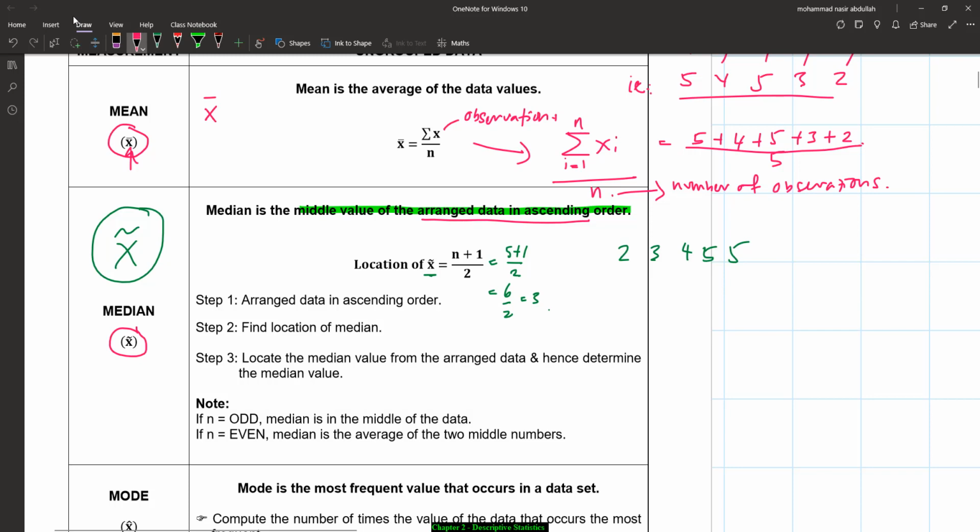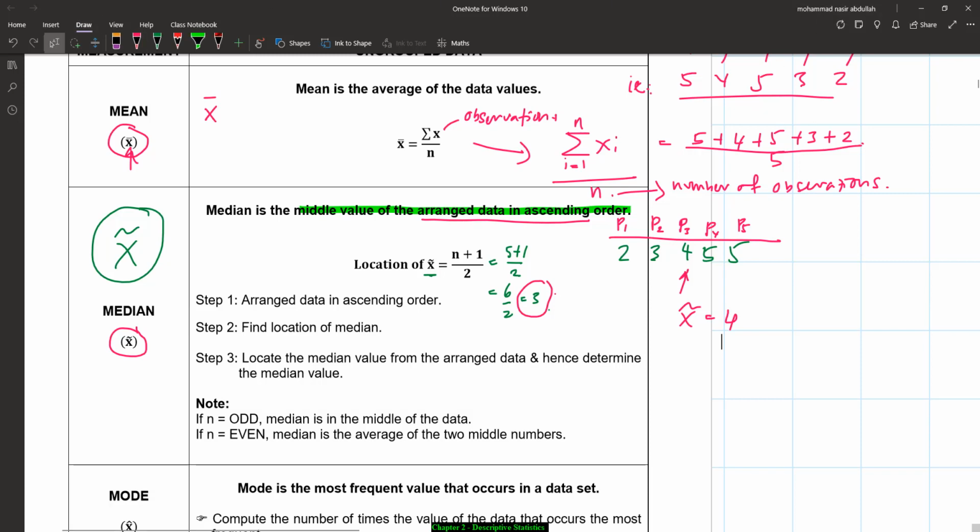So how do we know the position? This is position number 1, position number 2, position number 3, position number 4, and position number 5. The location of median, this is not the median yet. This is not the value of the median. This is where the median is located. So 3 is the location of the median, and then the median will be equal to 4.